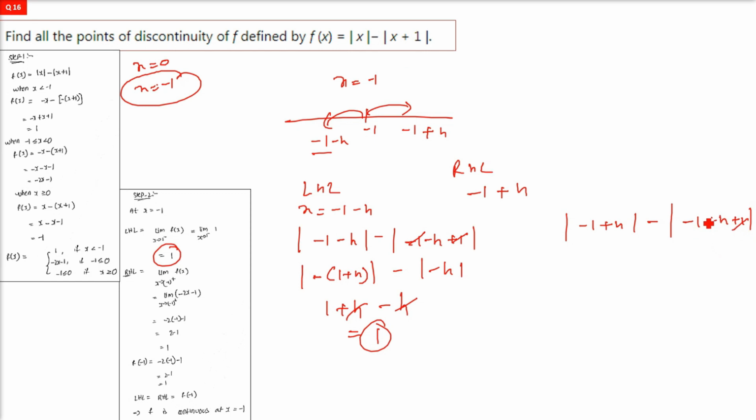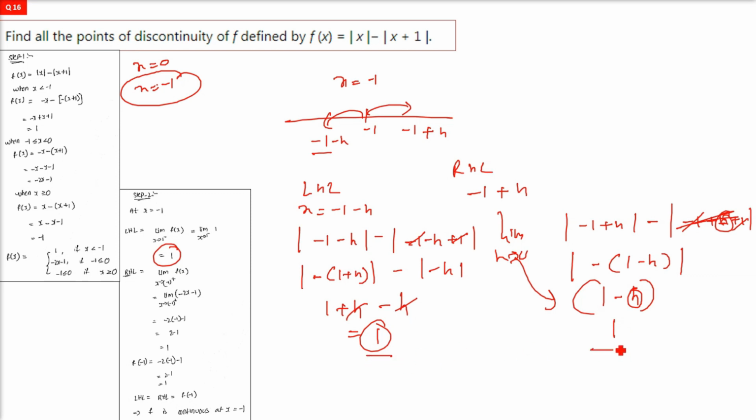Just replace x by -1 plus h, and whatever you get, you can just cancel these. So I am applying this limit h tends to 0. This is going to be 0, so this term is cancelled. -1 plus h, you can just write it as -1. You can take minus common and you can get 1 and 1 minus h. So modulus of minus will be positive when you come outside. So 1 minus h, apply h equals 0, you will get a 1. So this is 1, this is 1. And you can always do it using the step 1 function, that is -2x minus 1. That I'll do in this step 3.